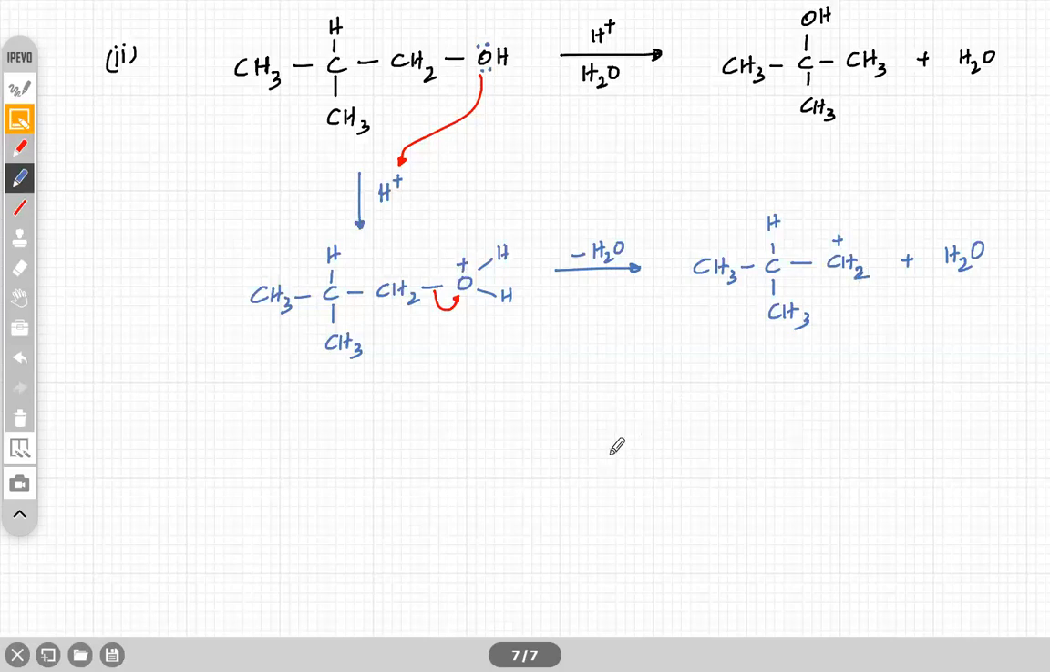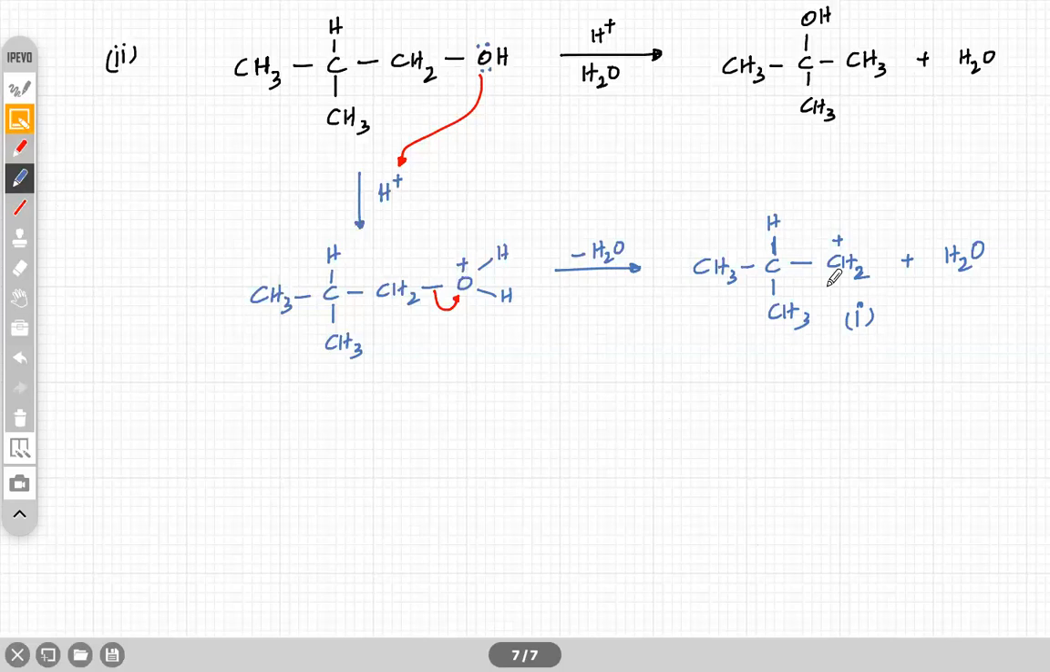Okay, now the next one is the attack of the carbocation that forms. Now this carbocation, you see, it is a 1 degree carbocation. Is there any possibility to get a more stable carbocation? Let's check that. Okay, so we can think of shifting this hydrogen here and this methyl here.